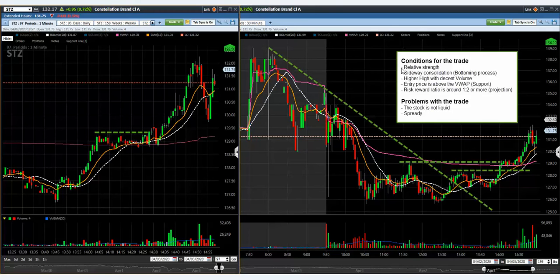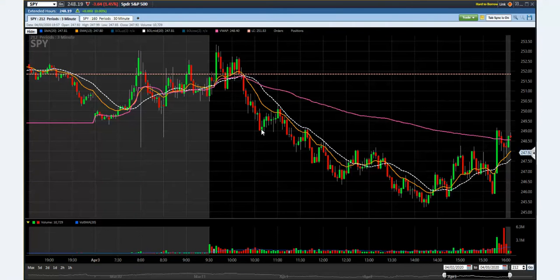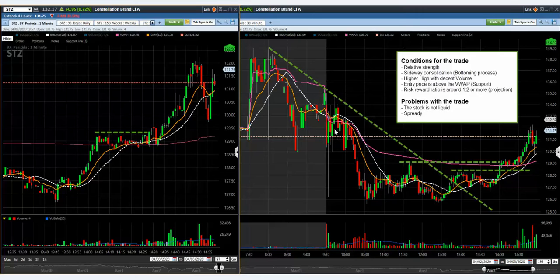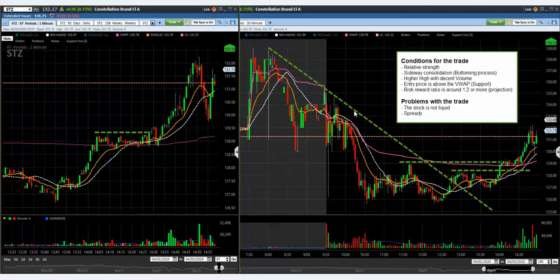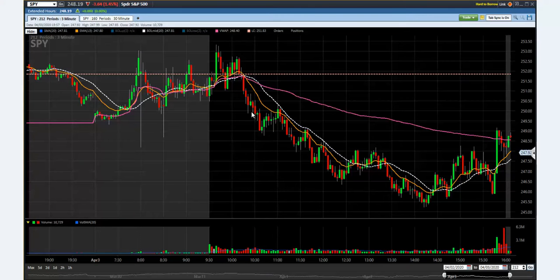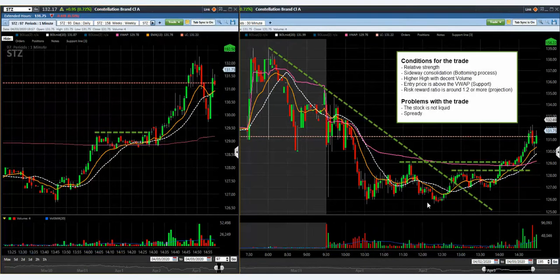Okay, so the first condition is the relative strength of this stock. This stock's relative strength compared to the S&P is actually much stronger. Look at the S&P, right? They open up, consolidate at the open. This is the S&P 3-minute chart, intraday, and then the S&P just breaks down. That's where the stock breaks down also, but the S&P continues breaking down to this point while the stock consolidates sideways.